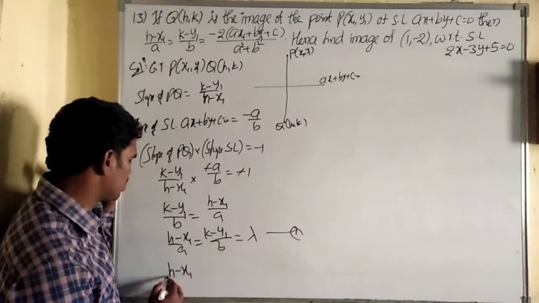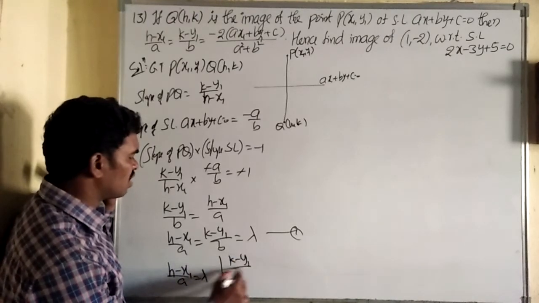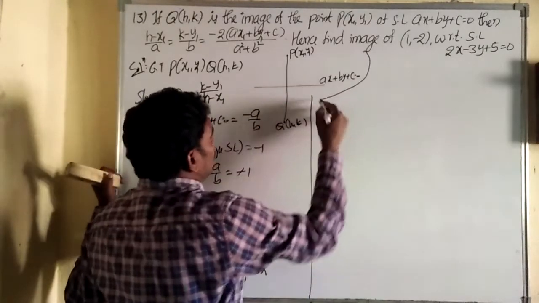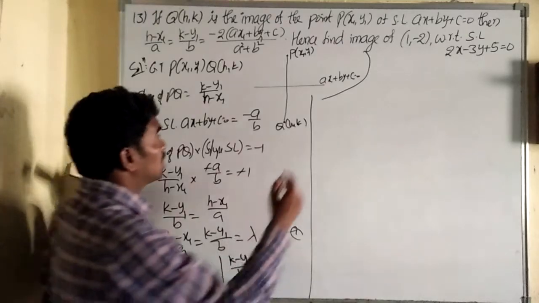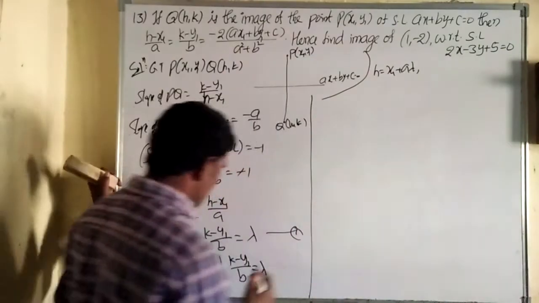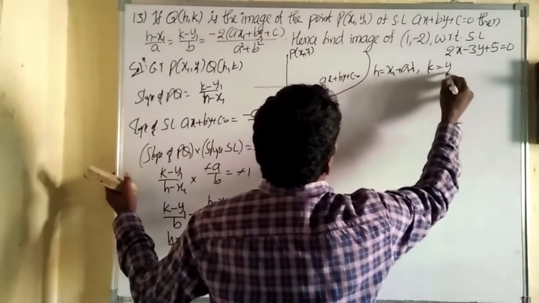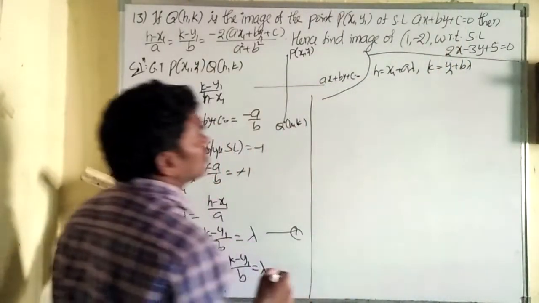(h minus x1) by a equal to lambda. Next, (k minus y1) by b equal to lambda. Then what will become? The a on the other side becomes a lambda. So h is equal to x1 plus a lambda. Similarly, by solving this, b lambda plus y1. So k equal to y1 plus b lambda. Okay, that is the question.